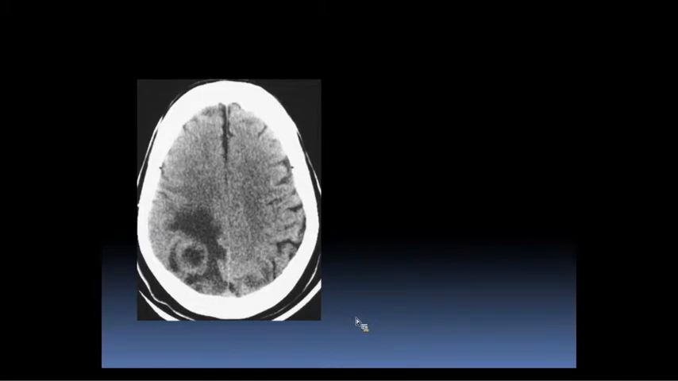But going back to this case, here we see a lesion with classic vasogenic edema surrounding it. So what's the differential here in a 60-year-old? You know, what could this be? Just throw out anything.